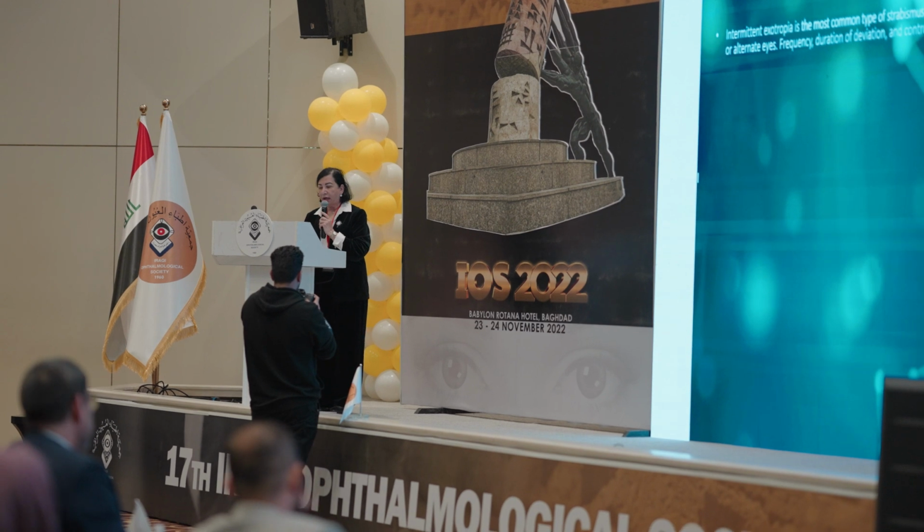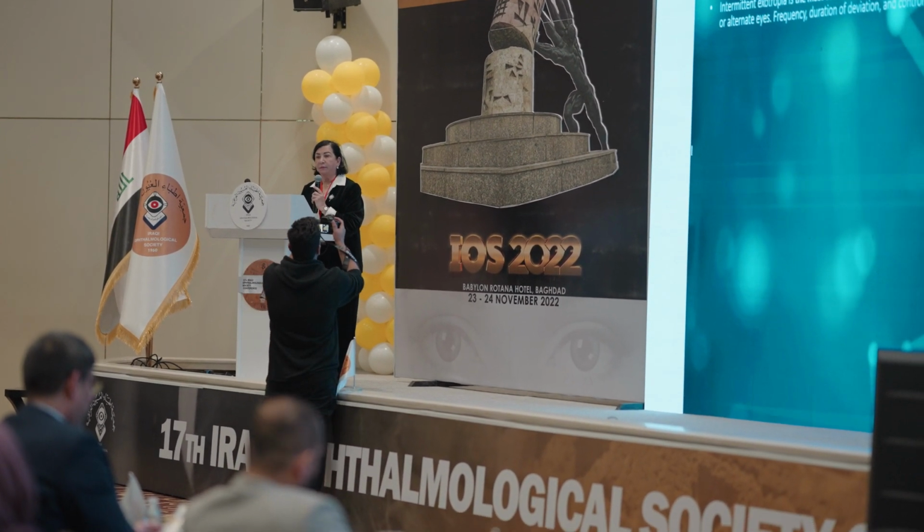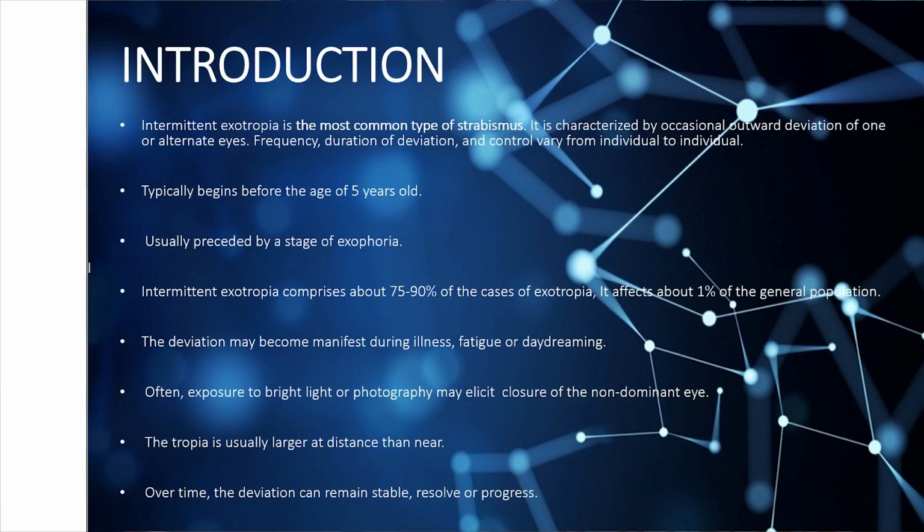Dear colleagues, as we know, intermittent exotropia is the most common type of strabismus. It is characterized by occasional outward deviation of one or alternate eyes. The frequency, duration of deviation, and control vary from individual to individual. It typically begins before the age of 5 years, usually preceded by a stage of exophoria.